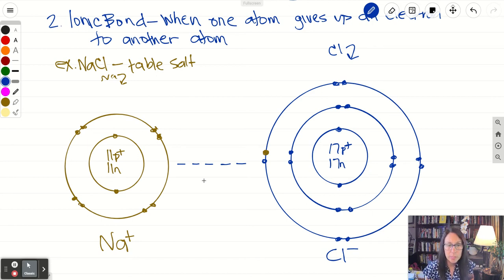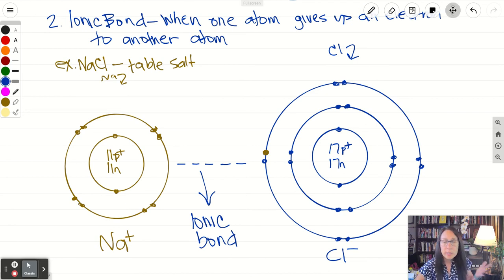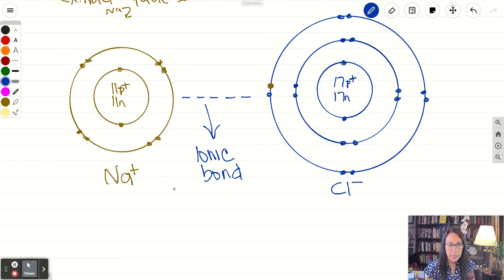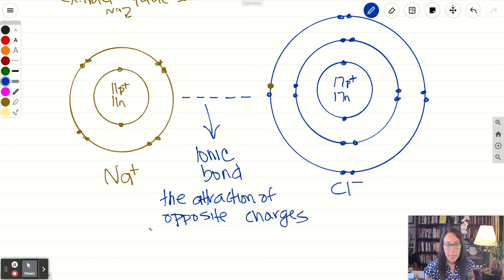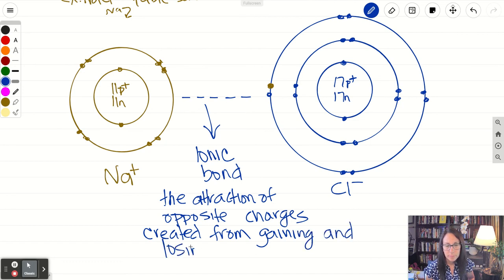That bond between the two is called the ionic bond. So I'm going to write that here. Ionic bond is the attraction of opposite charges from losing and gaining electrons. So I'm going to write that down. Ionic bond is the attraction of opposite charges created from gaining and losing electrons. Okay, so that is the definition of an ionic bond.